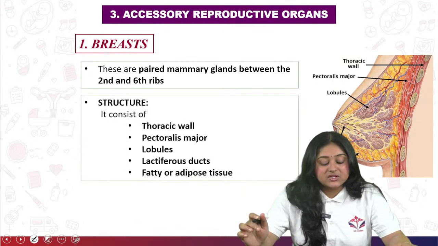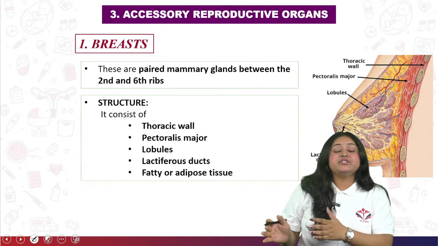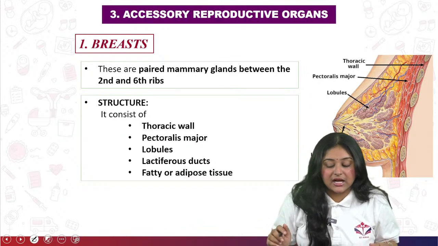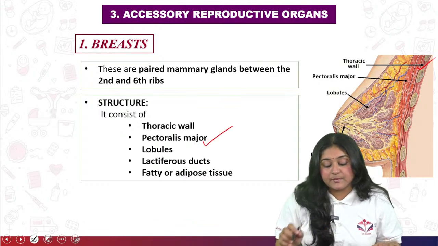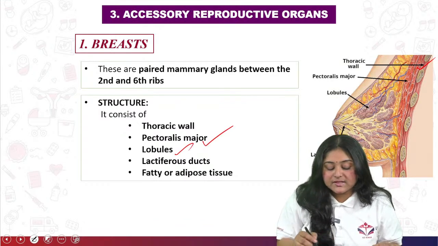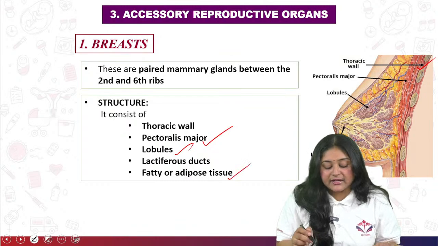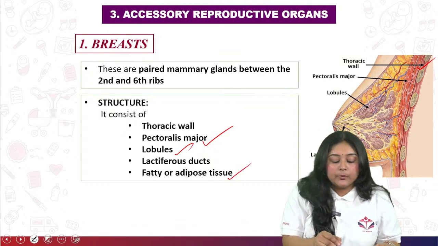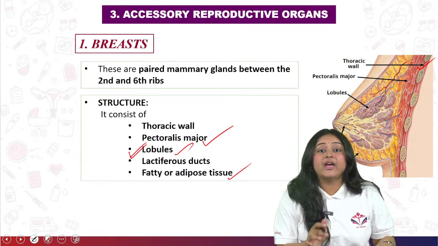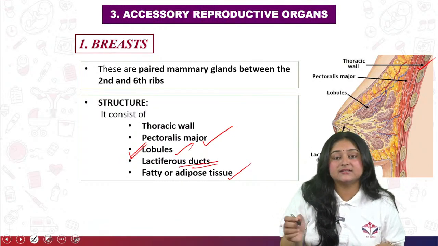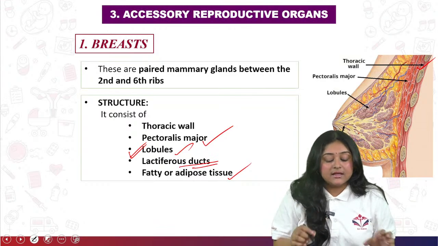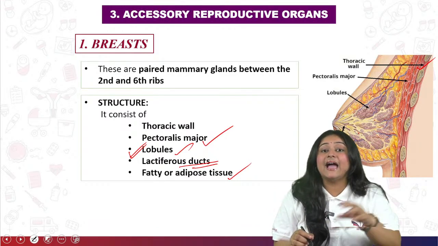Okay, next the structure. From anterior to posterior, you see the structure. First is the thoracic wall, second is the pectoralis major, next the lobules, then lactiferous ducts and fatty or adipose tissue. The lobules are where milk secretion comes from, and the lactiferous ducts are the ducts in which the milk travels.